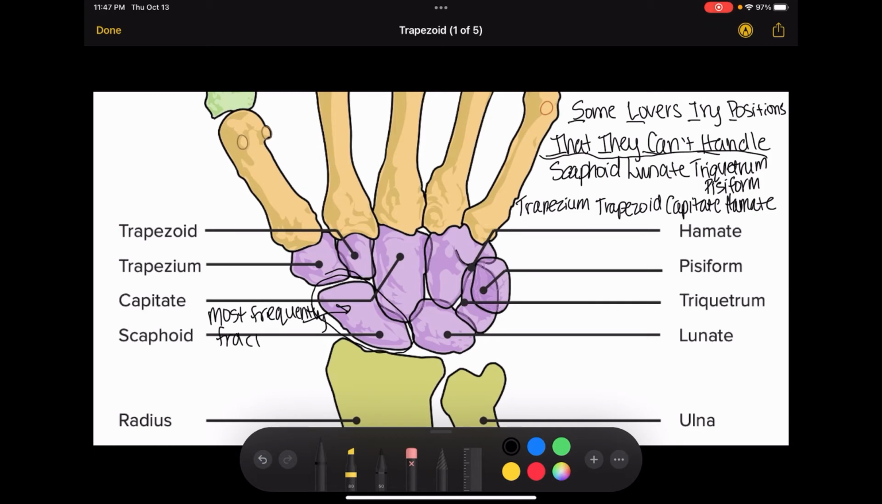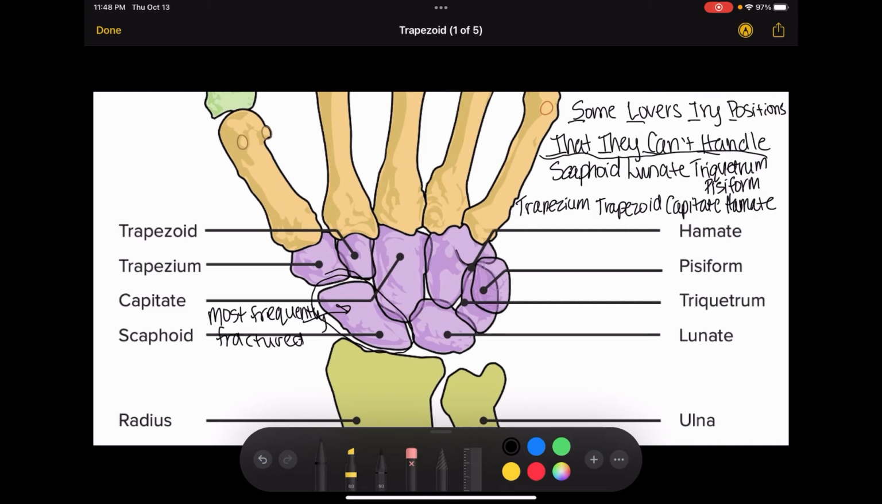And it's also a bad thing for it to be fractured because of the way that the blood supply is. If it is fractured, there's a risk of cutting off the circulation to part of it, and the bone can die. So it can be really, really bad. So you really do not want to fracture the scaphoid. Some people say scaphoid. I always say scaphoid.